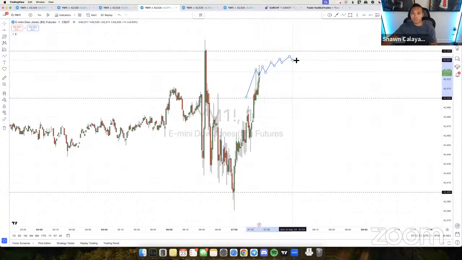I think price will just keep climbing up higher and higher. But once you see a big spike, like for example, this candle right here tried to spike up a little bit, you can see a big candle, then at that point, I would take caution.